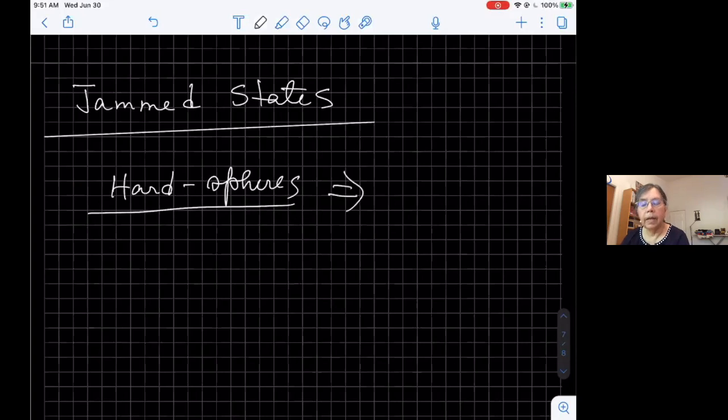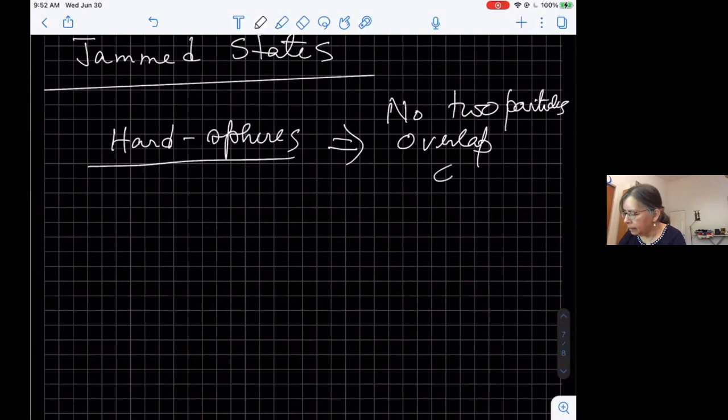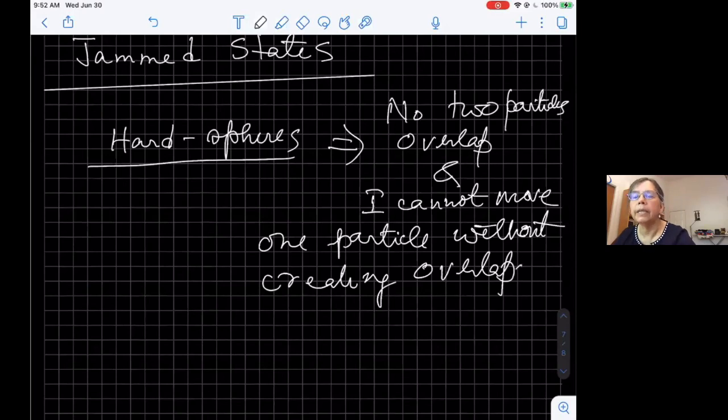Jammed means that no two particles overlap, because they are infinitely rigid. There's no way they can be compressed. And we are in a state such that I cannot move one particle without creating an overlap. This was Edwards's definition of a blocked state, right? Does that make sense?